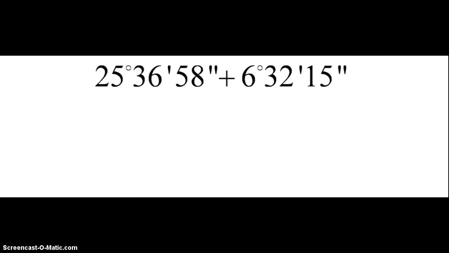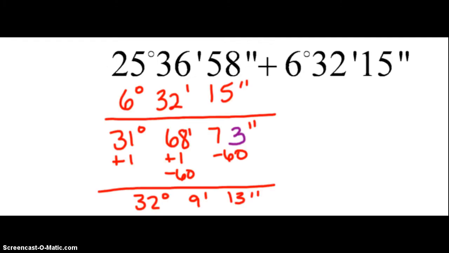So here's the example for you to try on your own. 25 degrees, 36 minutes, 58 seconds, plus 6 degrees, 32 minutes, and 15 seconds. Remember, the first thing you want to do is write it vertically. So after you do that, then add, simplify, and check back in the video. So take a pause right now. Alright, so here's our answer to this problem, 32 degrees, 9 minutes, 13 seconds.